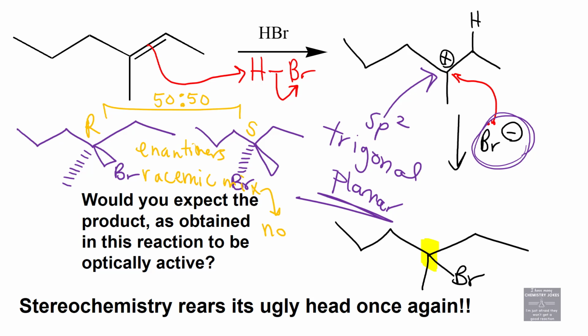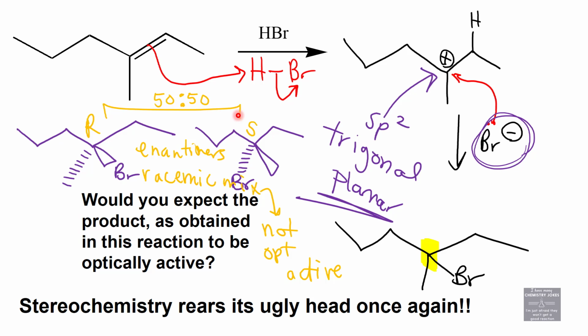Racemic mixtures are not optically active. Wait, what? I thought enantiomers are. It's true, enantiomers are optically active. If I had only R, I would have an optically active product. If I had only S, I would have an optically active product. But a 50-50 mixture of the two is optically inactive. It's like a tug of war. This guy wants to pull the light one direction. This guy wants to pull the light the other direction, and nobody wins. So you would get an optical rotation of 0 in a reaction like this.